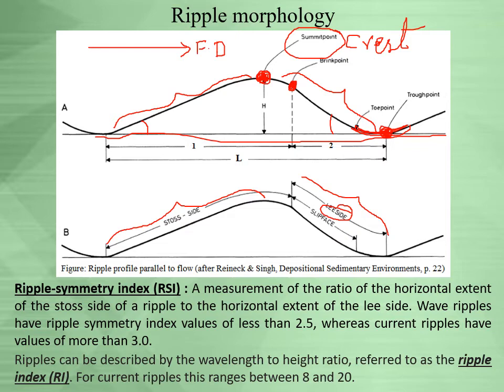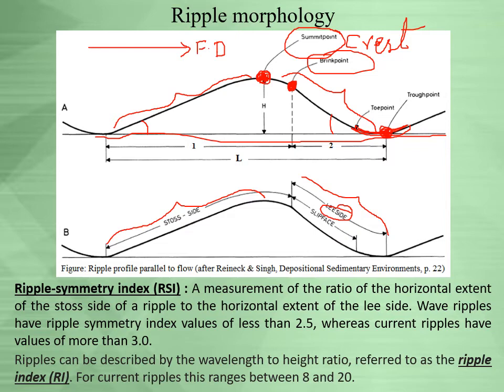So a grain gradually rolls up along the stoss side. Here it separates from the stoss side and falls onto the steeply inclined portion. This point, which separates the flow from the gently sloping surface to the steeply sloping surface, is known as the brink point. So the brink point separates the flow from the gently sloping stoss side to the steeply sloping lee side.